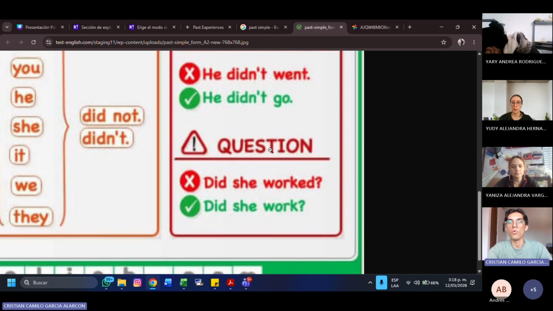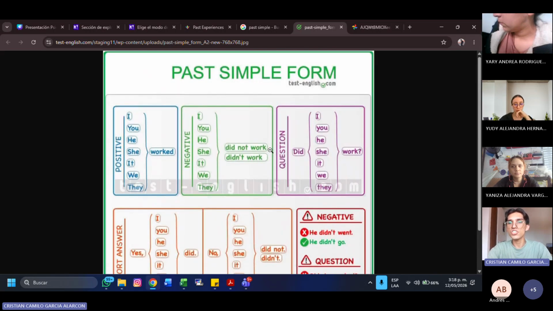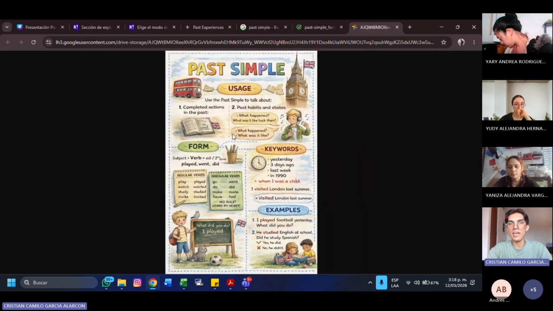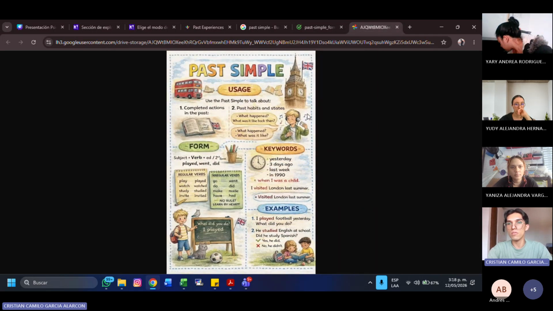Did she work? We shared with you guys, as a last opportunity, this little infographic with some basic information about the past simple that you can review whenever you want, because it's uploaded in the classroom, right? So you can check it out when you need it.